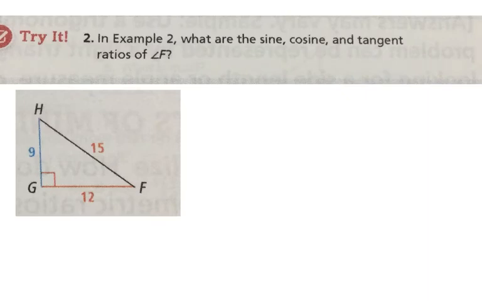Okay, here I want you guys to try this example. So I've got the same setup that I had before, except this time what's different? Now it's asking me to find sine, cosine, tangent, but this time our starting point is angle F. So in the previous example, we were at angle H. Now then, I want you to do the same, but from angle F. So pause the video, try it on your own.